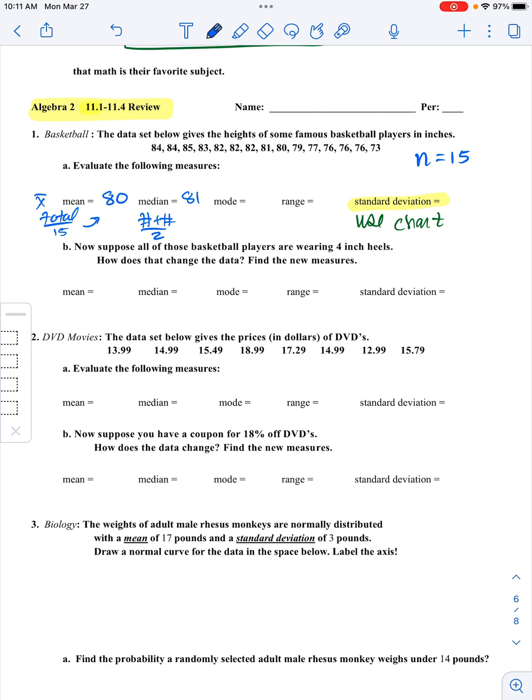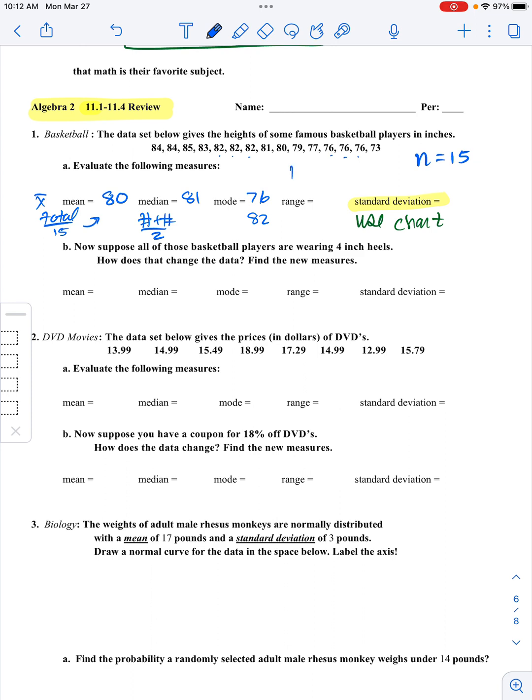Mode is the most reoccurring number, and in this case, both 76 and 82 are in that list. You can see there's 1, 2, 3 82s and 1, 2, 3 76s. And so they're both modes because they're tied.